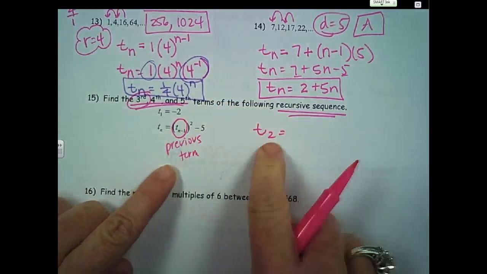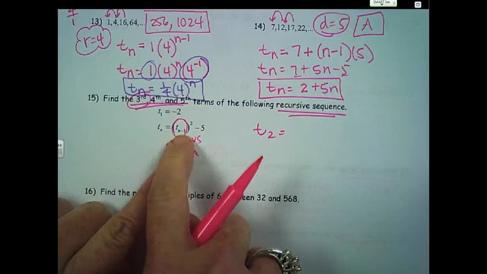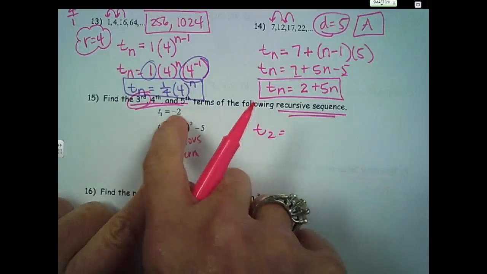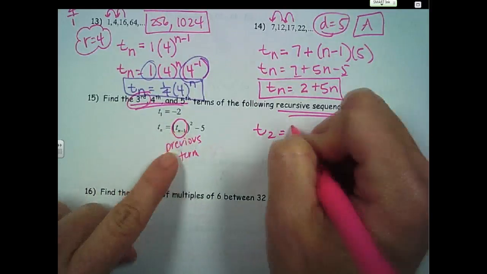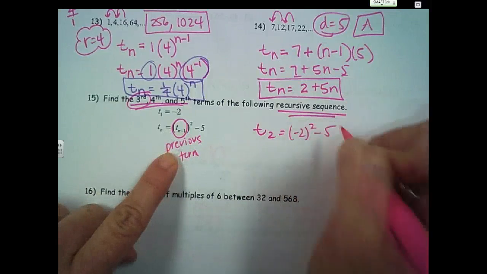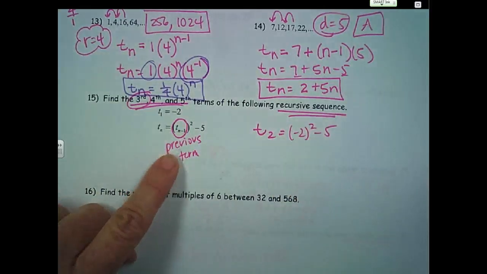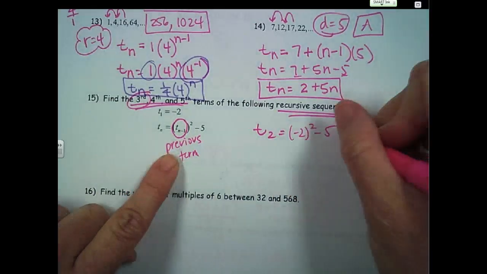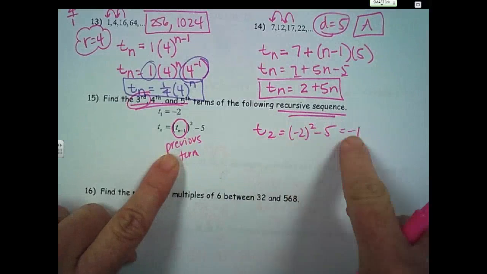So I'm looking for the second term, n minus 1 will be the first term. So I'm gonna put the first term, which is negative 2, right in that spot. So negative 2 squared minus 5. Okay, which would give you negative 1. So the second term is negative 1.